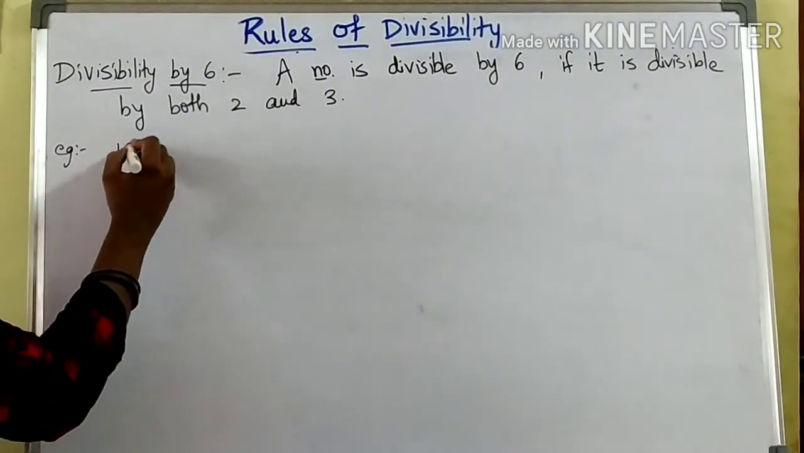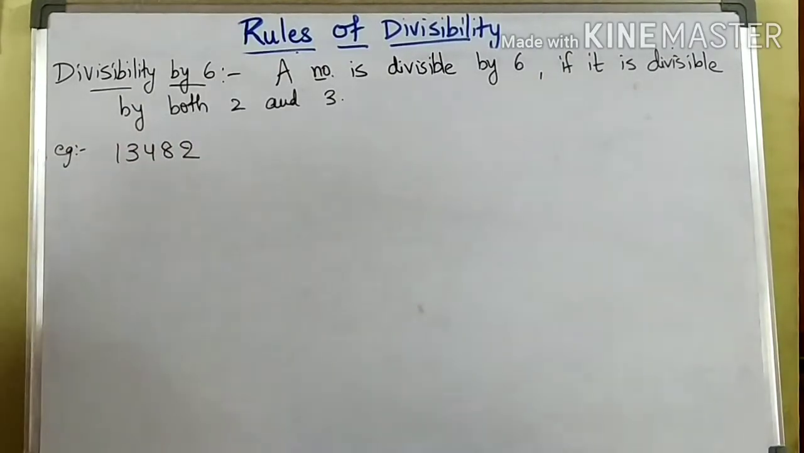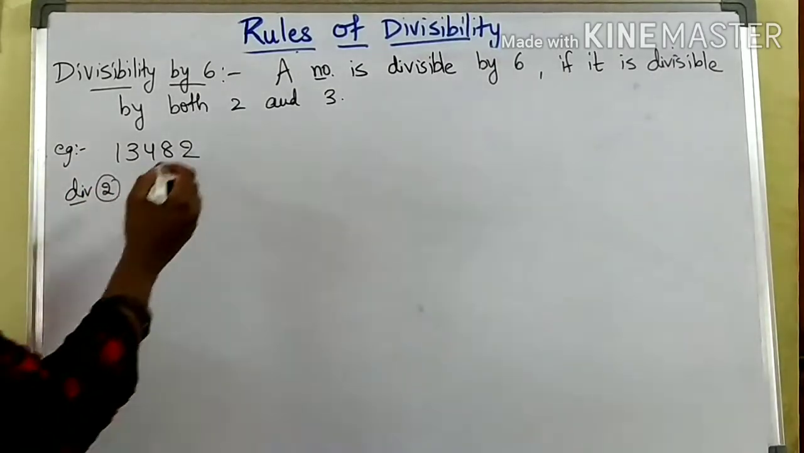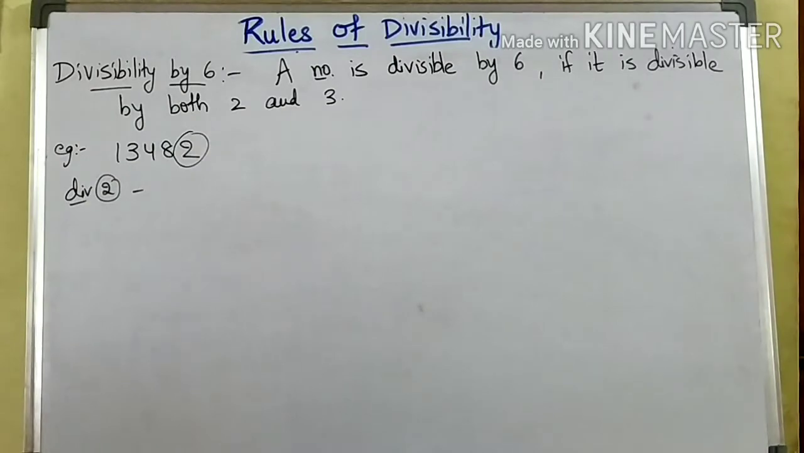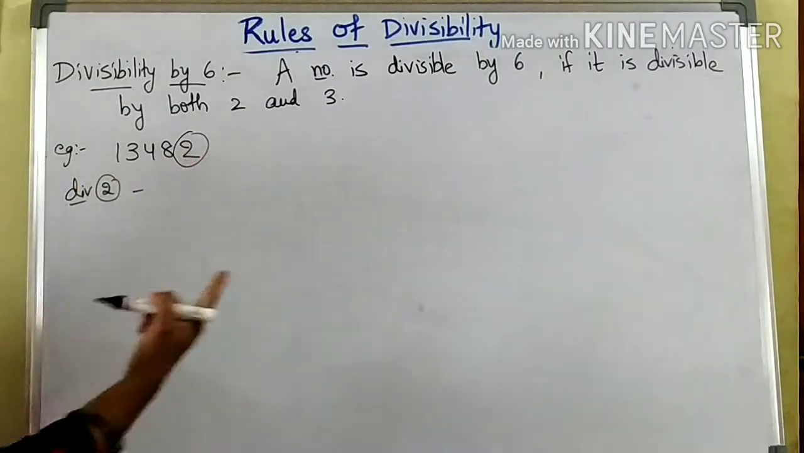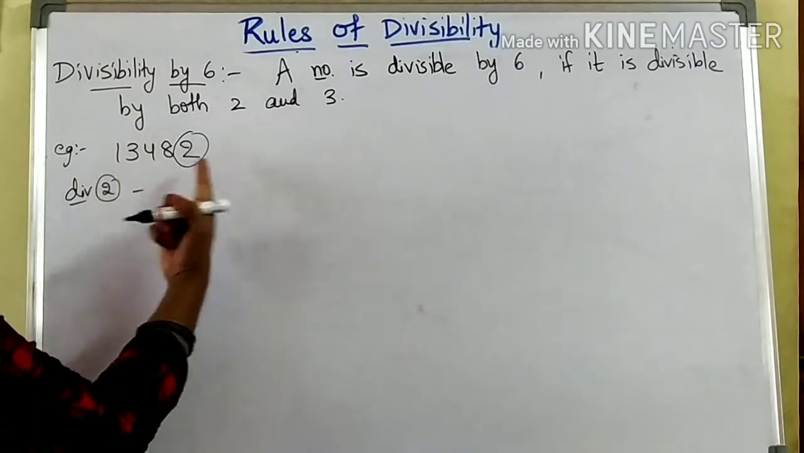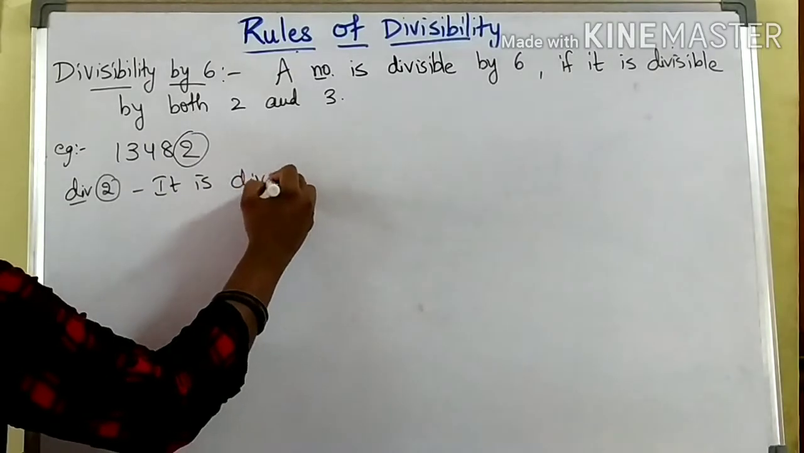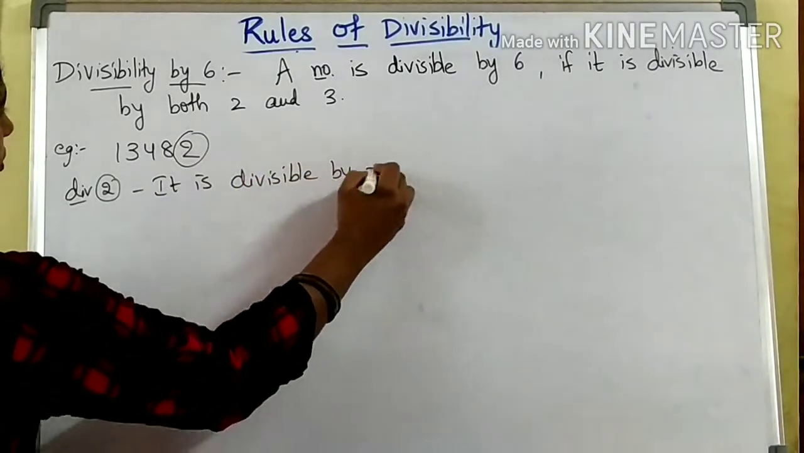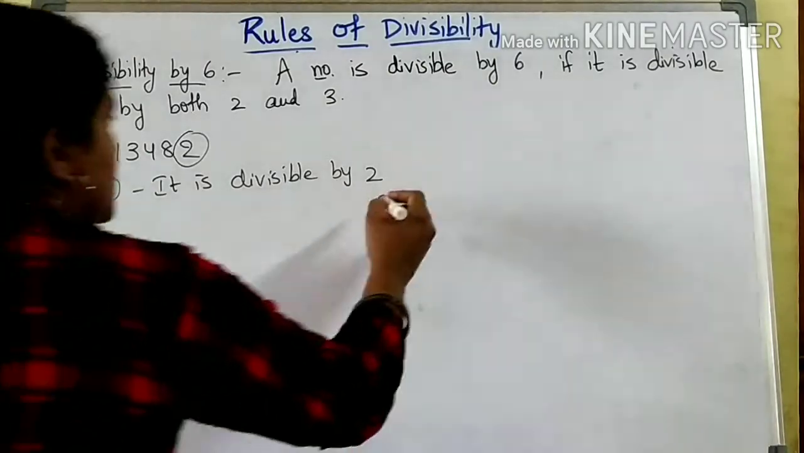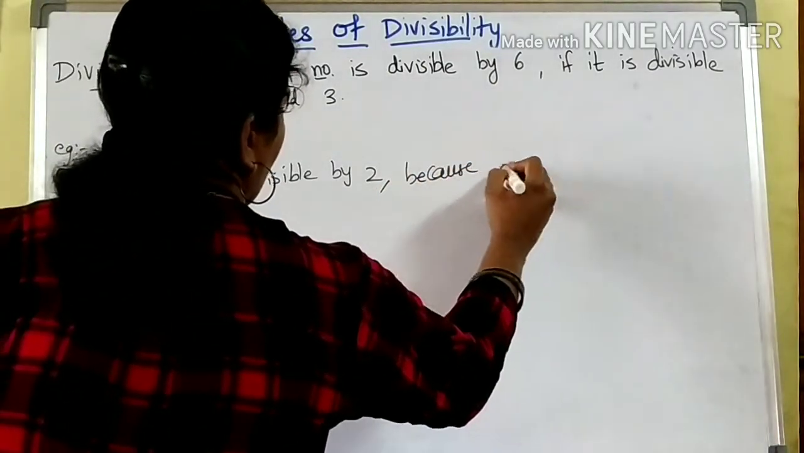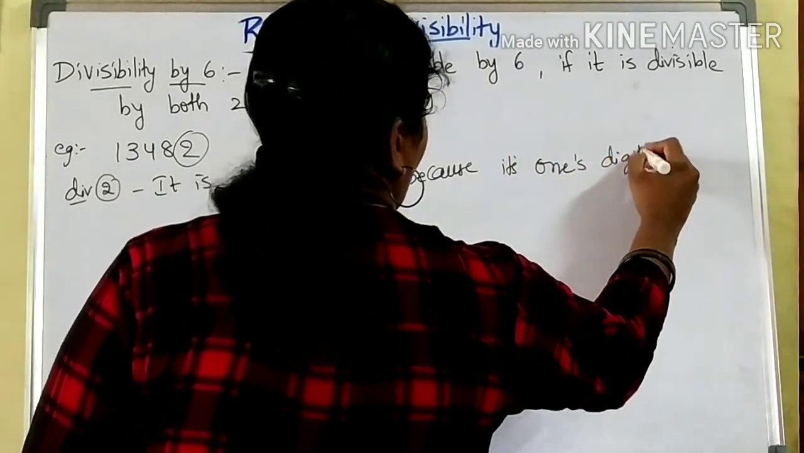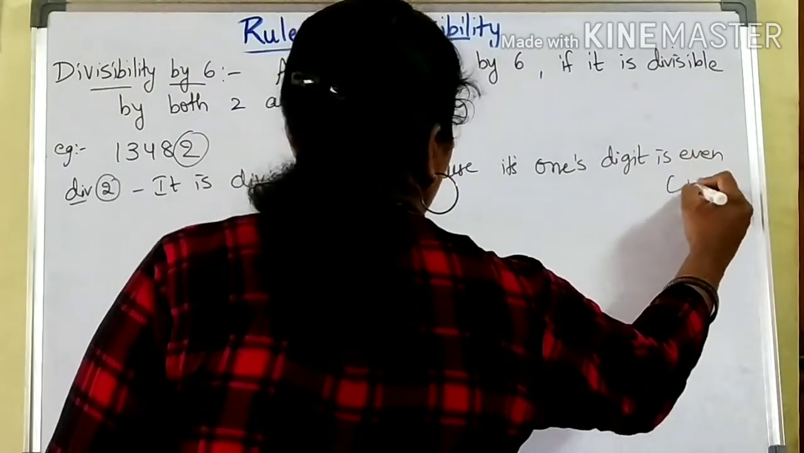Coming to the next example, 1, 3, 4, 8, 2. We'll first check whether it is divisible by 2 or not. What is the ones digit here, children? 2. 2 is what, an even number? If the ones digit is 2, 4, 6, 8 or 0, then I can say the number is divisible by 2. So here 2 is there. It is divisible by 2 because its ones digit is even. So I am keeping a tick here.